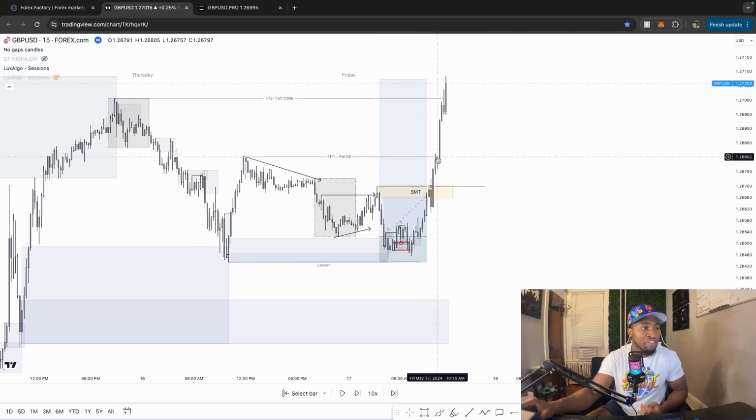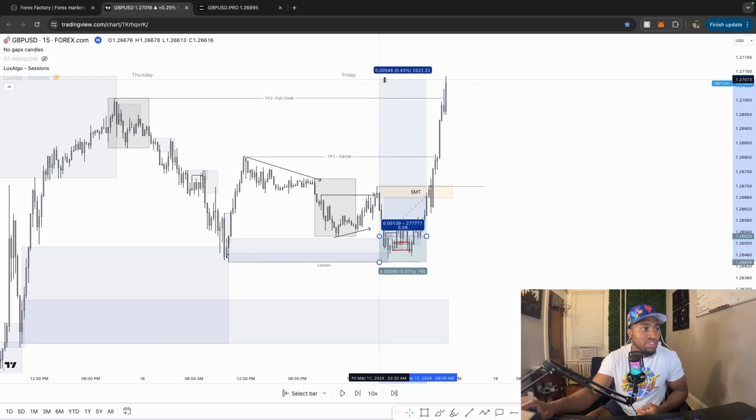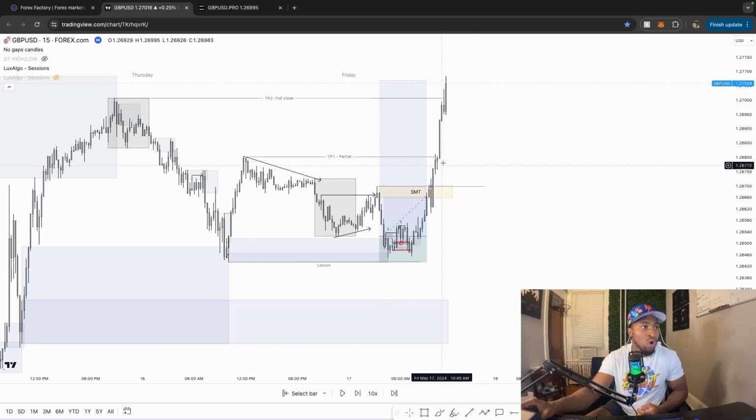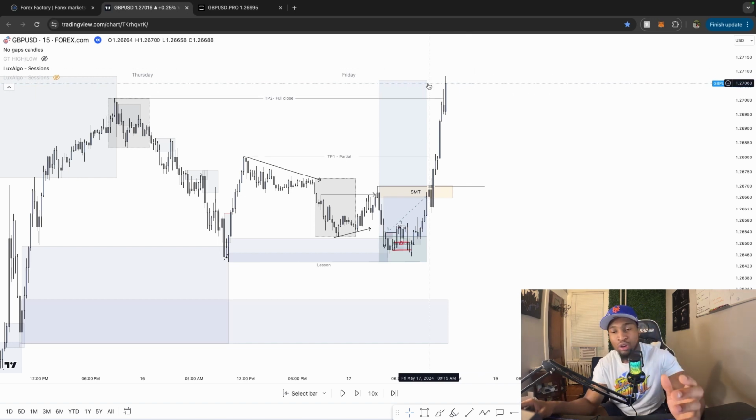I closed 50% of my position here at 1 to 3, and then I closed the remainder of it at 1 to 6. So I was able to net 1.5 R from this trade, and then I was able to net 3 R from this trade. And that allowed me to make about 4.5 R on the day.